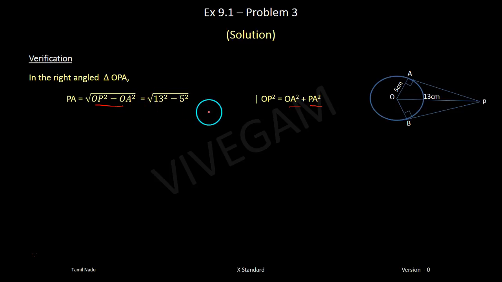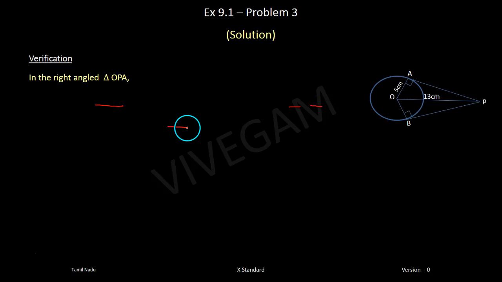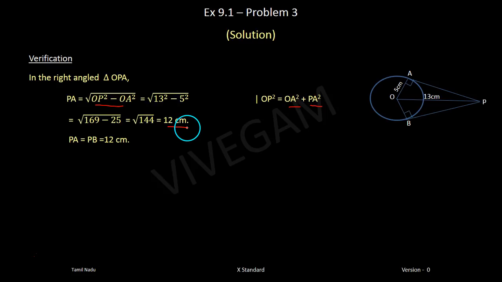And OA square is the radius, that is 5. So OA square is 5 square. Now this is 169 minus 25. 169 minus 25 is 144, and square root of 144 is 12 centimeter. You got it? When you measured it, also you got the same 12 centimeter. So this is how this problem needs to be done.